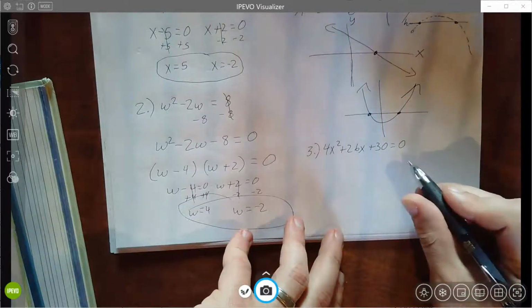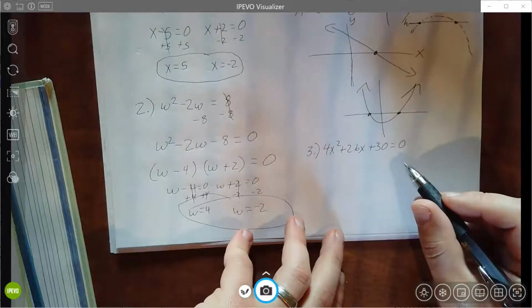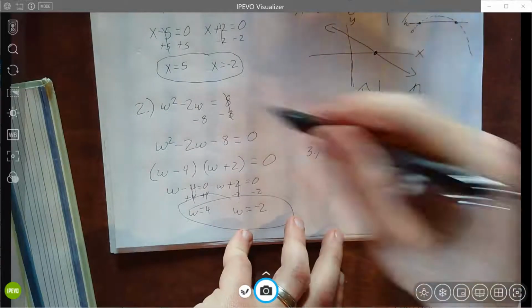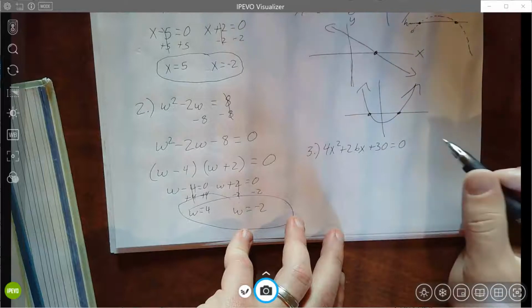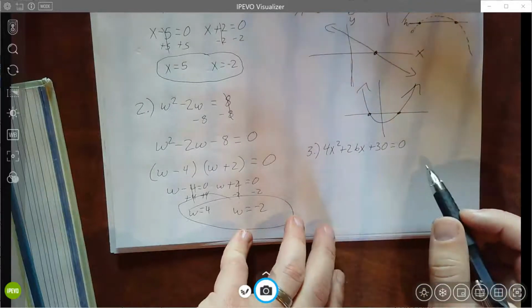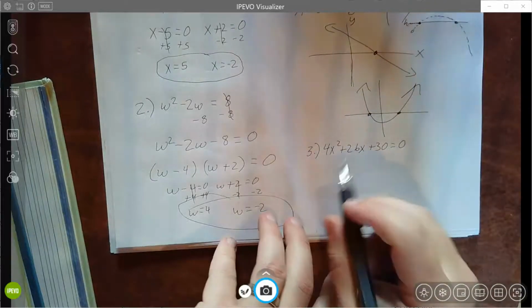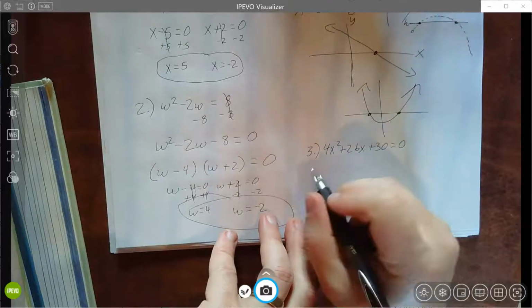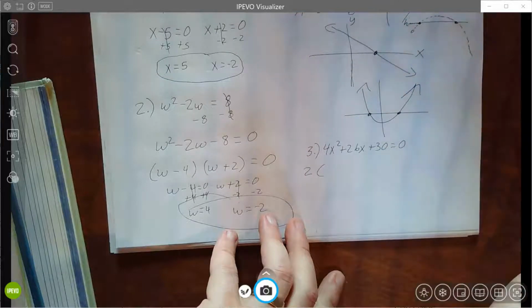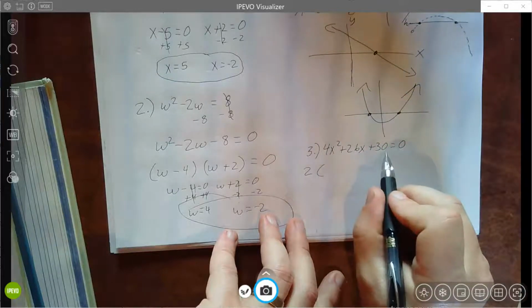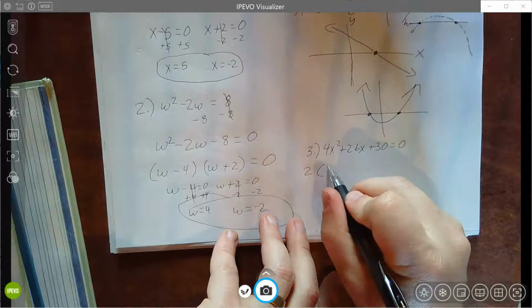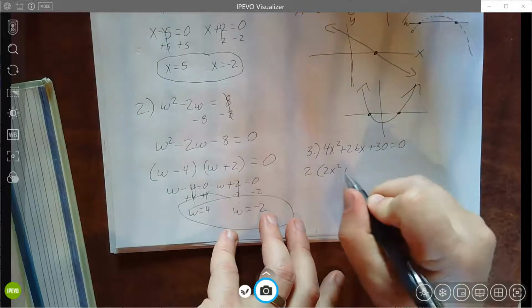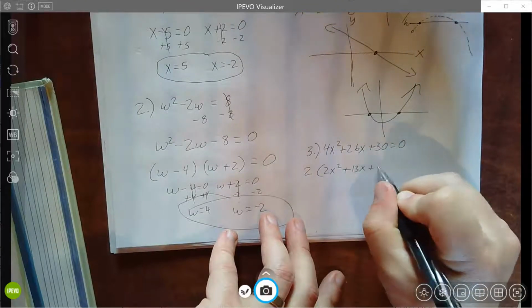Okay. Remember what we should always look for first? A GCF. On these others, we could have got a GCF first. There was no GCF to take out. But on this one, there is. So we better do it. What's the GCF that can come out of here? 4, 26, and a 30. I believe that's going to be a 2. I can factor out a 2. I can't factor out an x because this term doesn't have an x. So just a 2. That leaves me with 2x squared plus 13x plus 15.